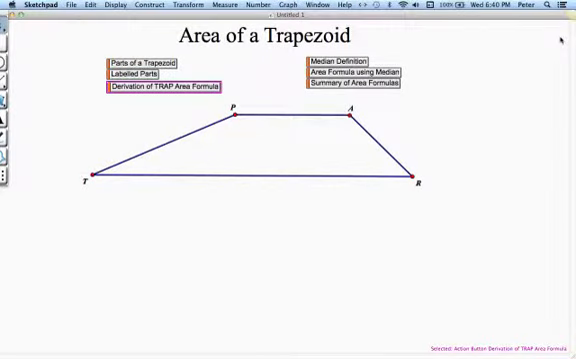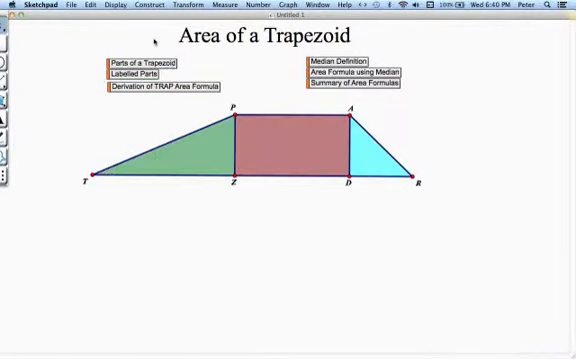When we talk about the area of a trapezoid, like I said, many of you have probably just seen it as two triangles and a rectangle, figured out the area of those three individual pieces and added them up. And that's true, but let's remind ourselves what's going on with a trapezoid.